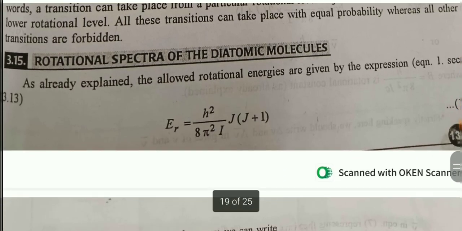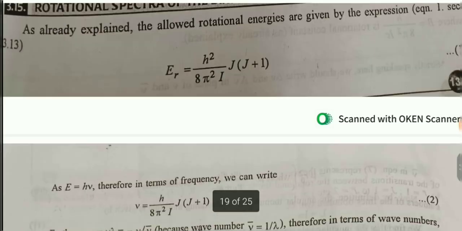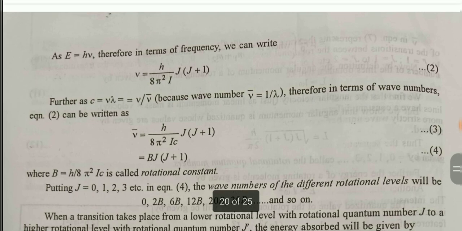Heading 3.15 Rotational Spectra of the Diatomic Molecules. As already explained, the allowed rotational energies are given by the expression ER equals h square upon 8 pi square I into j into j plus 1. As E equals h nu, therefore in terms of frequency we can write nu equals h upon 8 pi square I into j into j plus 1. Further, as c equals nu lambda equals nu by nu bar, because wave number nu bar is equal to 1 upon lambda.